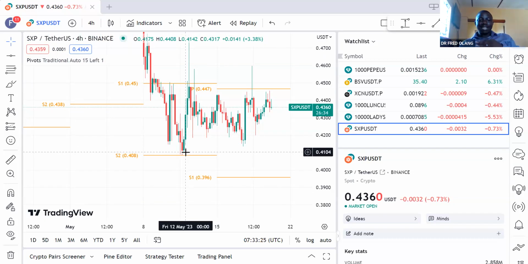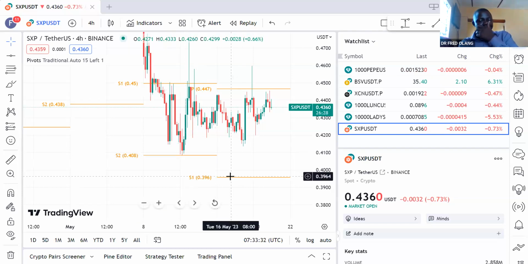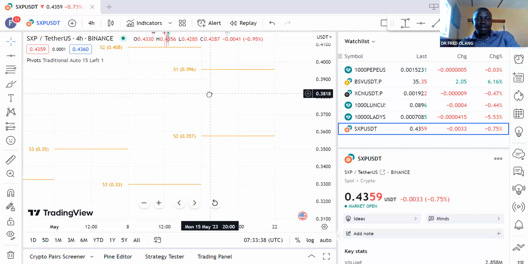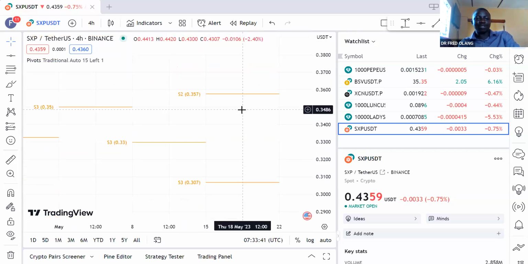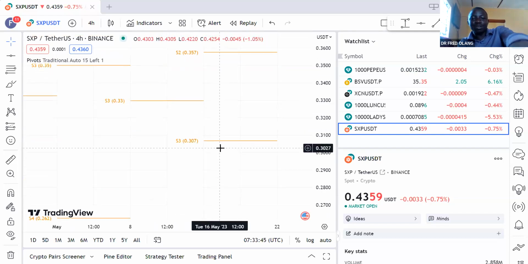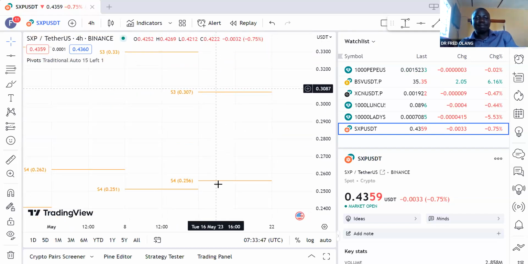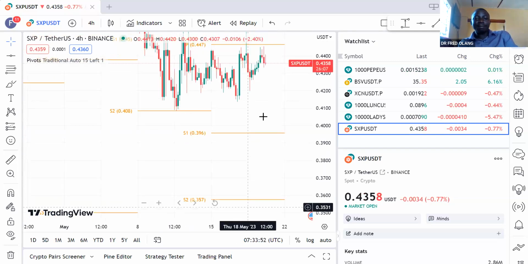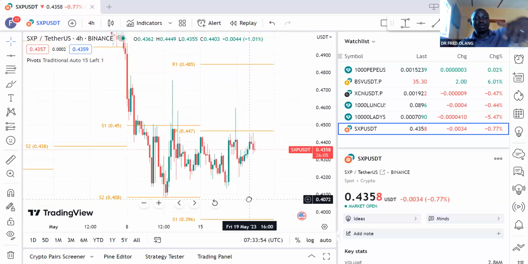If that support does not hold us, then we are most likely to drop to the next support. That becomes support 1, support 2. If support 2 does not hold us, we are most likely to go to support 3. If support 3 does not hold us, we are most likely to go to the next support, support 4. You get it? Now, if we are going up, that means we are going to face resistances.